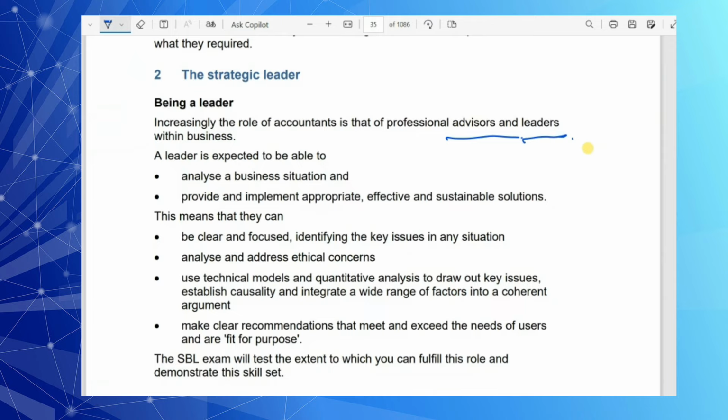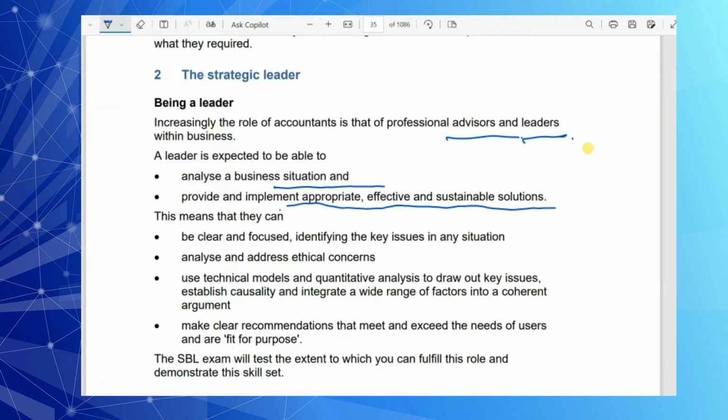A leader is expected to be able to analyze a business situation. Where you are working, you have to analyze the working situation, what problem the company is facing, and how you are going to bring in, like F9, performance management or financial management, whatever you studied there. You have to provide an appropriate, effective, and sustainable solution. Maybe the company is facing a cash flow problem, and you have to make a presentation to the financial institute about the project.